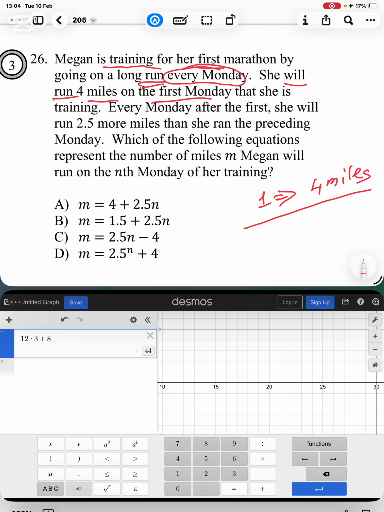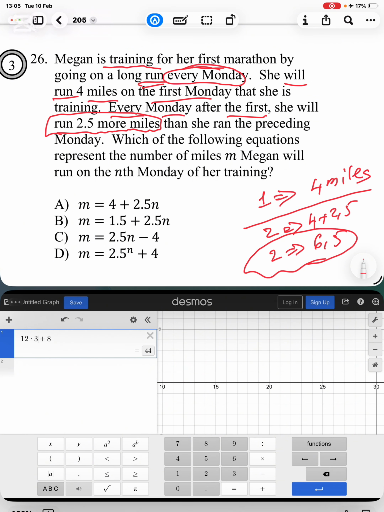Then every Monday after the first one, she will run 2.5 more miles. More means we have to simply add. And the next part is going to be 4 plus 2.5. It's going to be what then? 6.5, right? This is going to be for the next expression. And we have to simply select the answer from the given expressions.